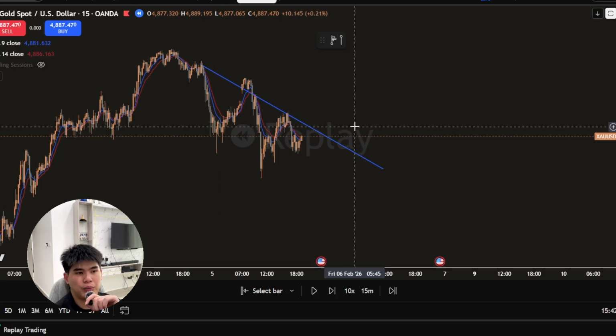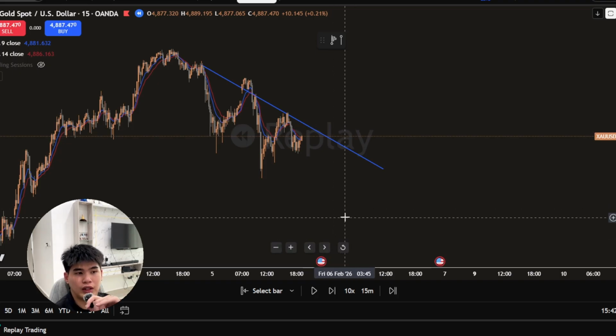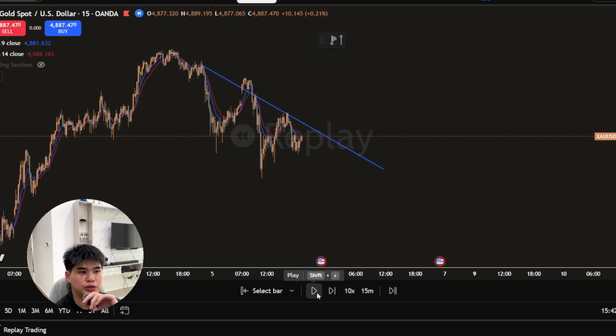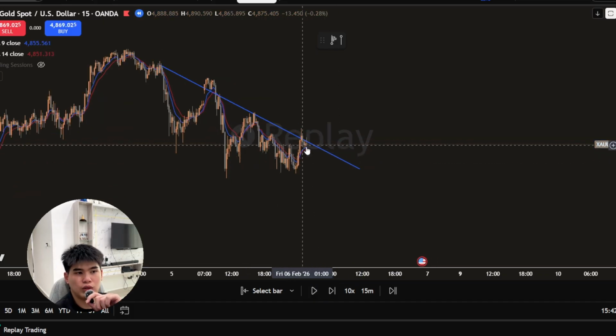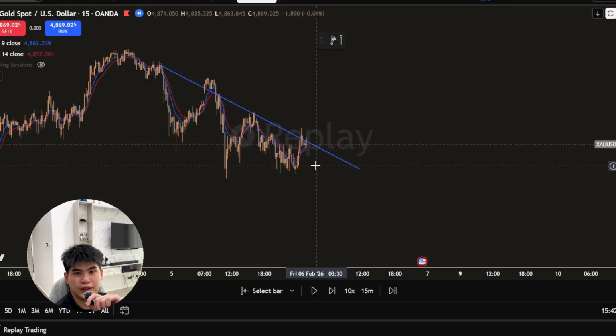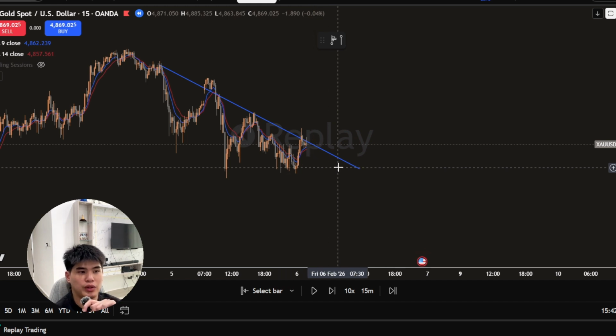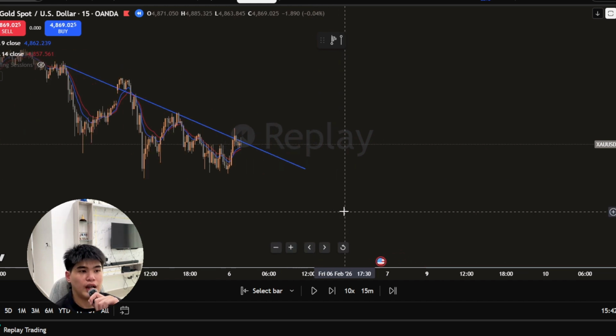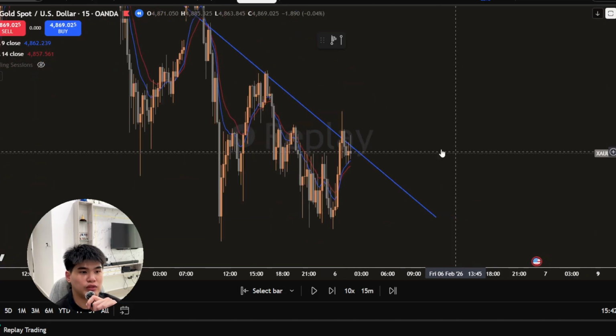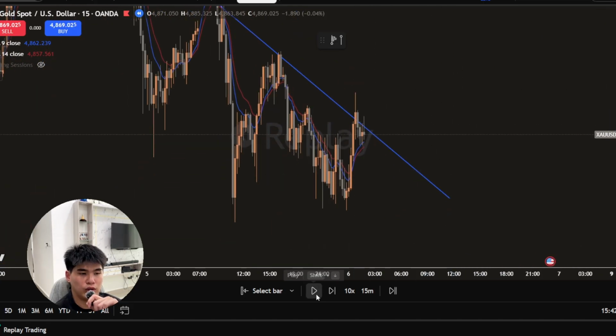Next thing, what do I wait for? I wait for my price to retrace back to my resistance level again. It hasn't happened yet, so let's just wait for it to go back. Now the price has gone back to my resistance level, and the third thing I'm going to wait for is a confirmation that it will go down. At this point, do I see any confirmation yet? No, I don't. So I am still going to wait a little bit more.